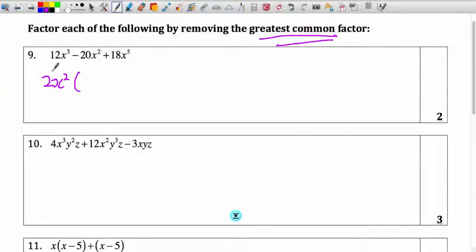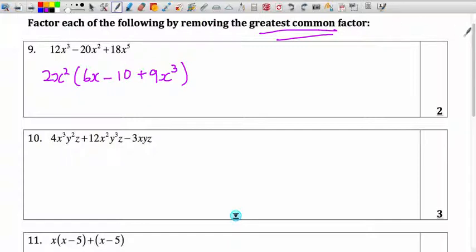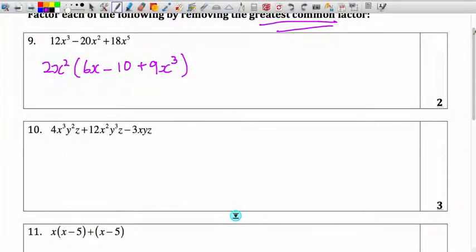That will leave me, when you remove, it's the reverse process of distribution, and so distribution is multiplying. This is effectively dividing, so we're going to divide each of these terms by the GCF, and that'll tell us what's left behind. So that should leave us with 6x, that should leave us with 10, but the x squared's completely gone, and this will leave us with 9x to the power of 3. And the key is if you look inside the parentheses, the terms no longer have anything common, and that confirms that we've removed the greatest common factor, not just a common factor.